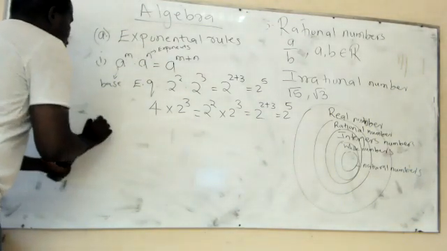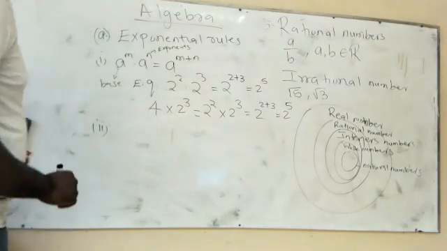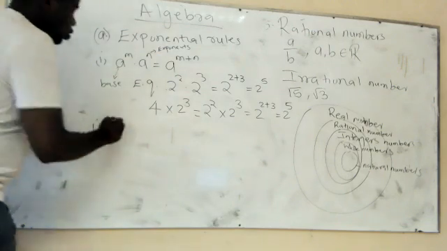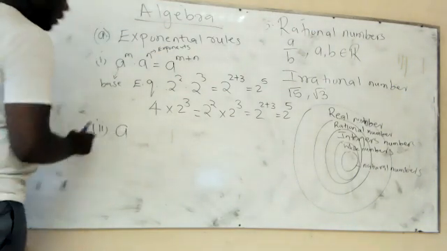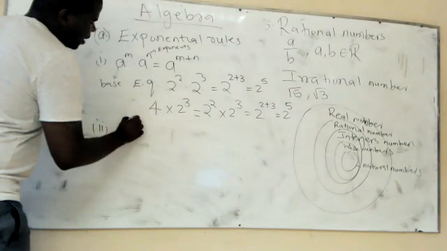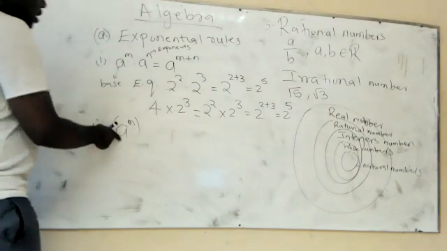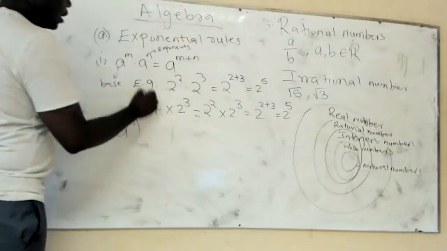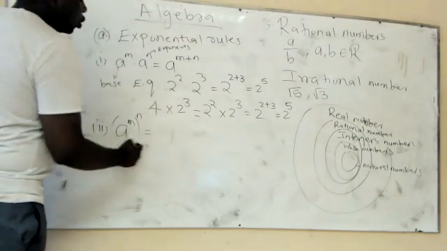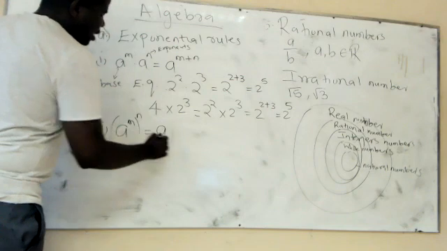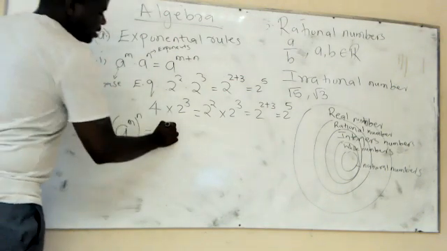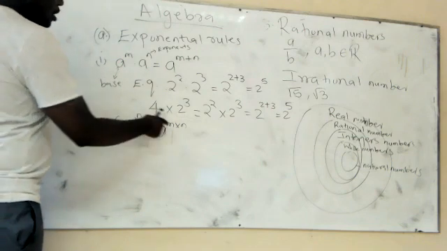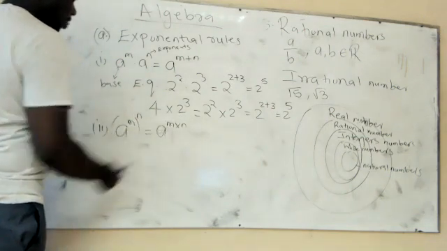Now let me quickly go to the second exponential rule, which you must take note of and which is very, very important. It is a rule which says that if a base a has two exponents, the first exponent is m and the second exponent is n, then the rule tells us that you have to multiply both exponents.